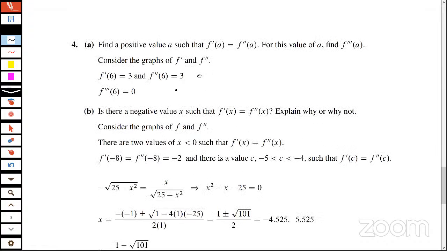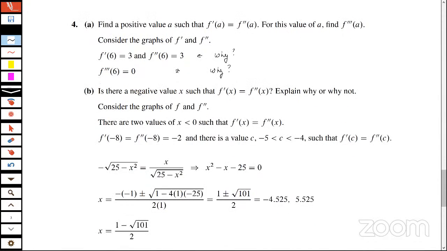And I'll just add in here 2 questions, maybe for our participants to think about. How do I know that that's true, that 6 works? And how do I know that the third derivative at 6 is equal to 0? And then I'm asked, is there a negative value x so that f prime of x equals f double prime of x? And I think there is at least one. And I found one analytically, and we'll be posting these solutions. So that's, I think, a good problem too.